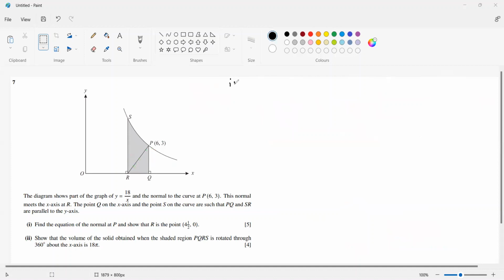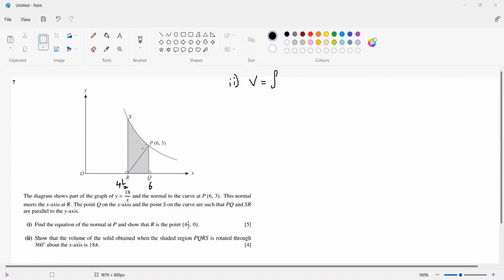So they say show that the volume of the solid formed when the shaded region PQRS is rotated through 360 degrees about the x-axis is 18 pi. Okay, how do we do that? So the idea is to understand the volume of rotation, the volume of the solid. See, the reason sometimes they ask to do the earlier part of the question is because it is linked to the next part. This is 4.5, this is 6.